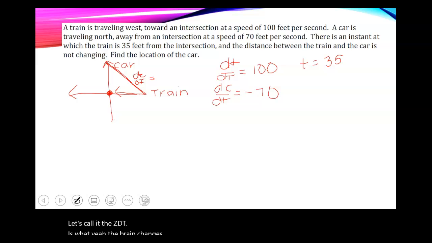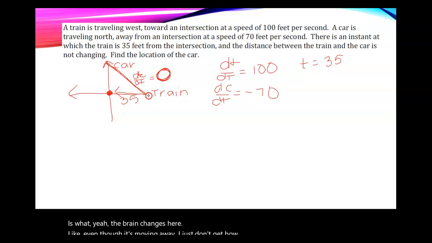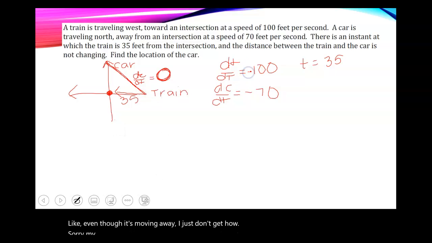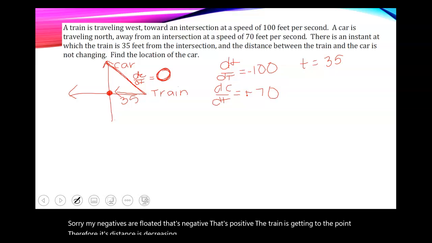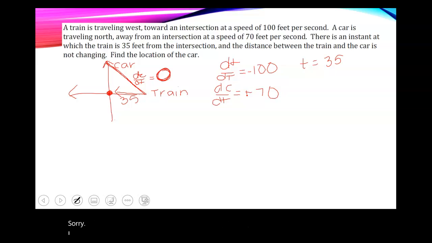I don't know how it's going to accept negative if it's moving north. Even though it's moving away, I just don't get how that can be negative. Why is that negative? Sorry, my negatives are flipped. That's negative, that's positive. The train is getting to the point, therefore its distance is decreasing. The car is moving away, therefore its distance is increasing. Sorry, I literally said what I wrote backwards.